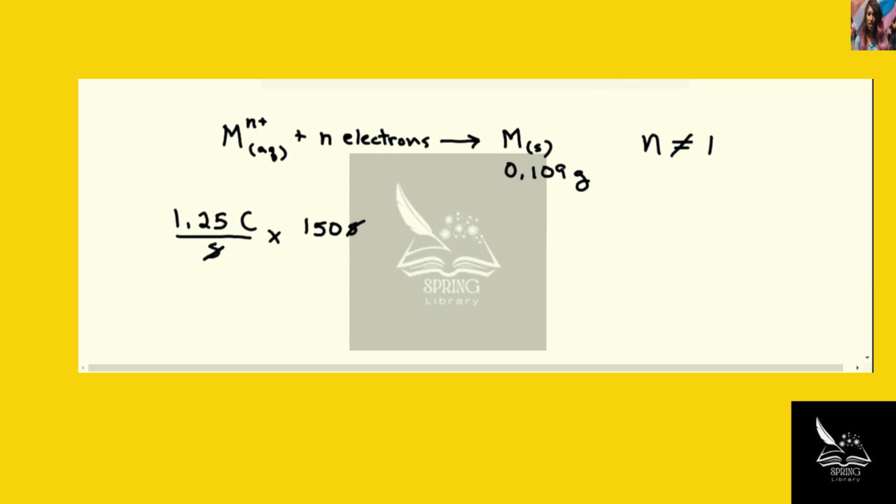So seconds will cancel. And Faraday's constant tells us the number of coulombs per mole of electrons. So in 1 mole of electrons, we have 96,485 coulombs. Solving for this gives us the number of moles of electrons. So we have 0.001943 moles of electrons.